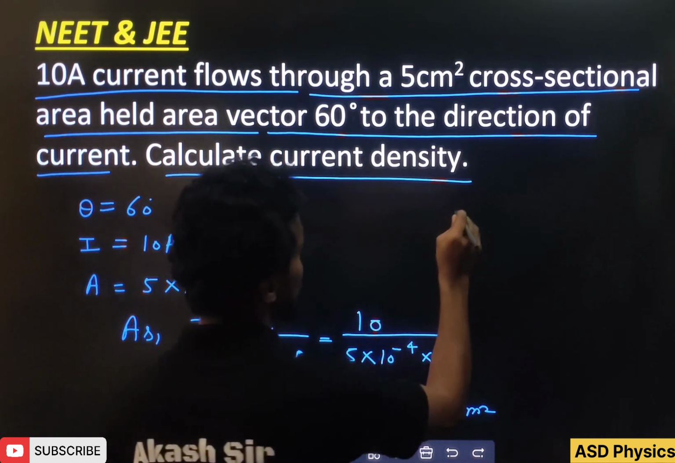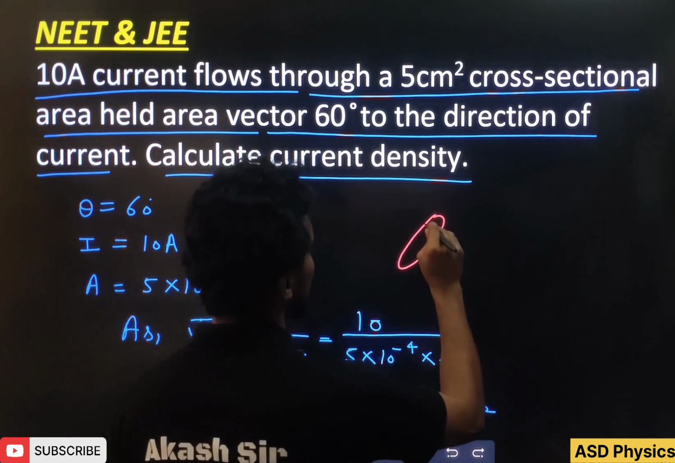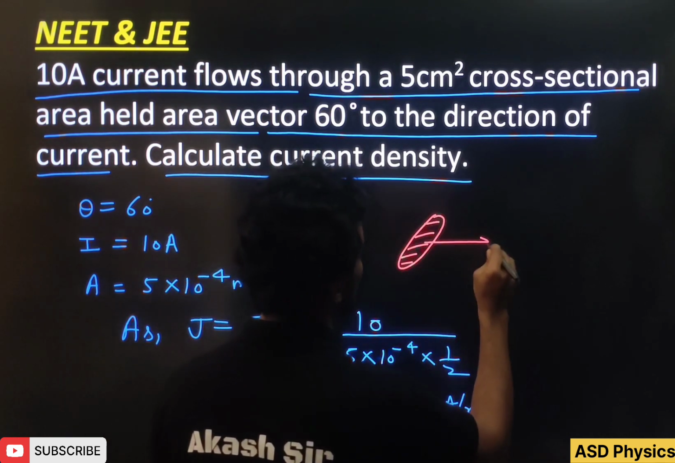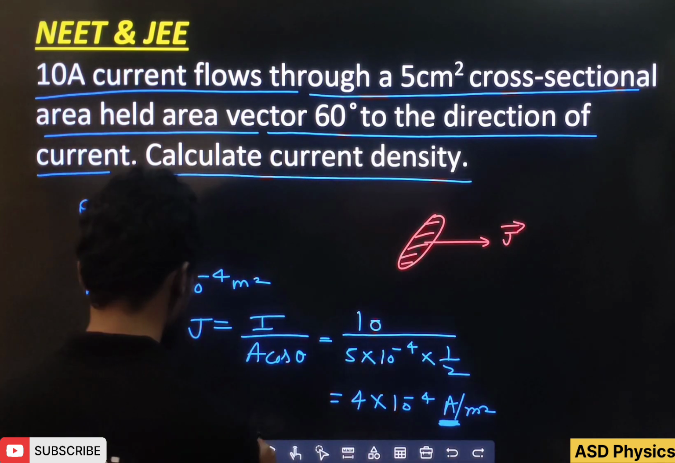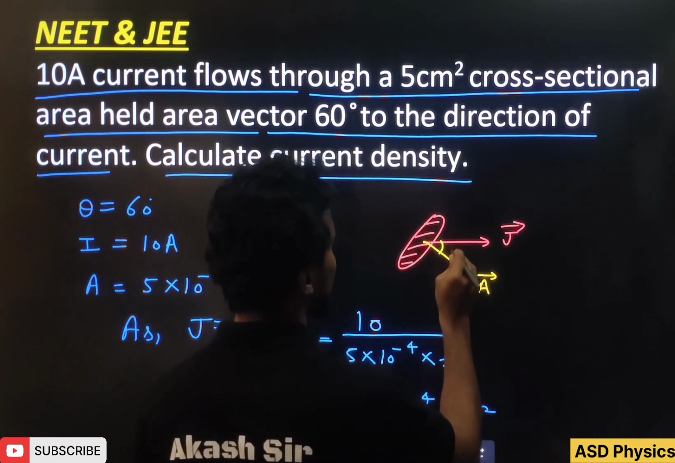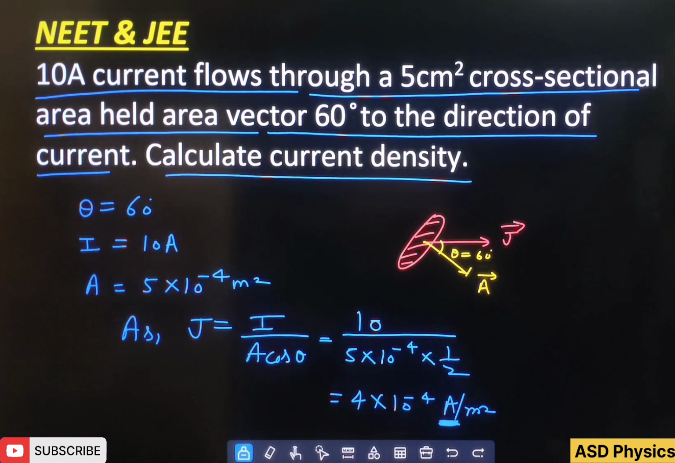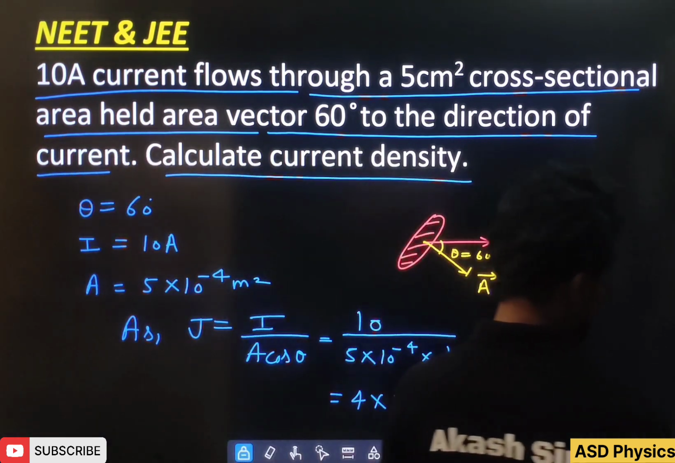And if I draw the situation, this is the cross-sectional area. This is the direction of the current density, and this is the direction of the area vector. And how much angle is there in this question? Theta is given here as 60 degree, and we have got the answer.